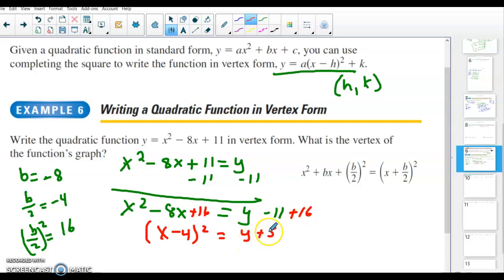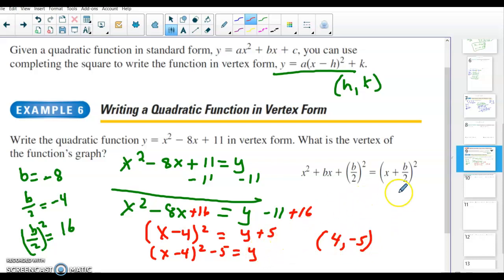Now, the only thing I have left to do is to bring that 5 over to the other side. So, x minus 4 squared. If I subtract 5 from both sides, I get minus 5 over here, y. All right, so now that's in vertex form. And very easily, I could plot this. My vertex is the opposite of what's inside the parentheses, so it's a positive 4, and it's a negative 5. So that's my vertex, and that's the vertex form.